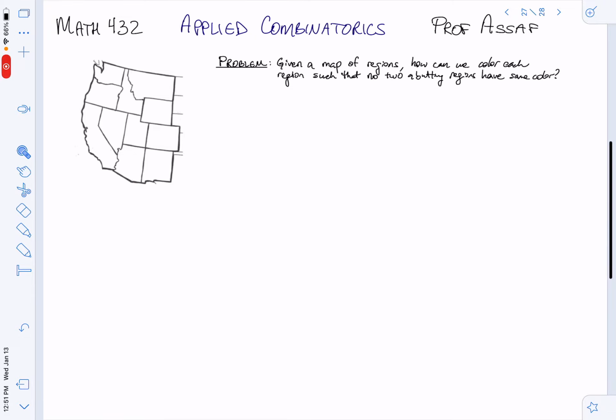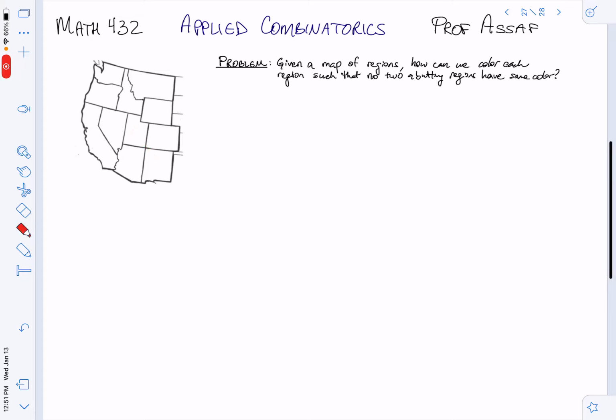So first of all, what's the problem that we're trying to do in the math sense? Given a map of regions, such as the Western United States, how can we color each region so that no two abutting regions have the same color? So whatever color I choose for New Mexico, I have to choose a different color for Arizona because they share a border. And for the purposes of this map, let's just say that Utah and New Mexico don't share a border since it's sort of a corner there.